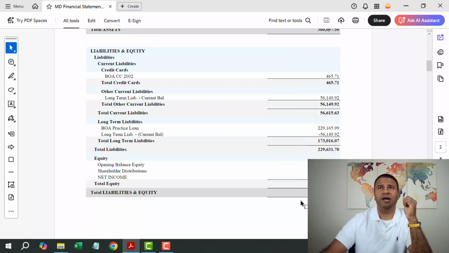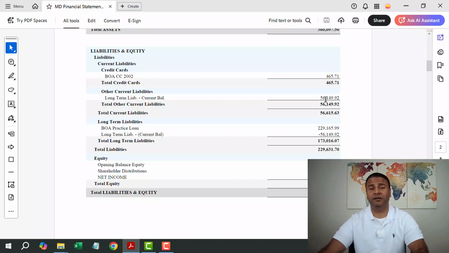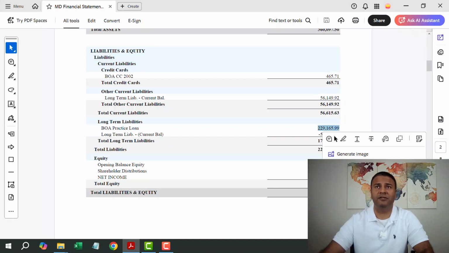Moving further, you have liabilities and equity. Let's talk about liabilities first. The first thing is a balance owed to a credit card. That liability is about $500 for this entity. I'm going to skip over the current portion of the long-term liability for a second and move on to the long-term liability. This entity has a loan with Bank of America of about $229,000.